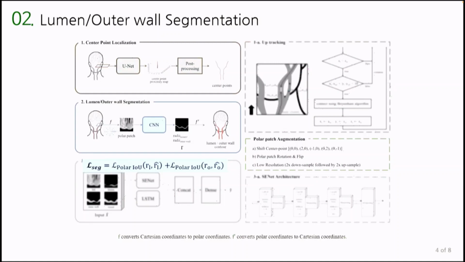Polar conversion is used to simplify the segmentation task. A polar patch is extracted using the center point of the previous step. The CNN-based model receives the 3-channel polar patches and returns the lumen radii and outer radii from the center point. The model is trained using the polar intersection over union loss. The vessel contour can be obtained by converting from polar coordinates to Cartesian coordinates using the radii and center point.